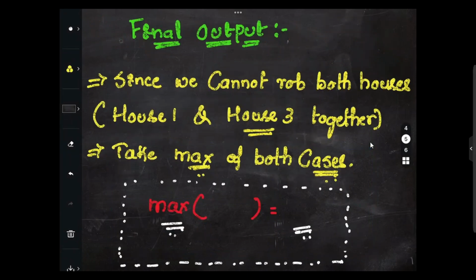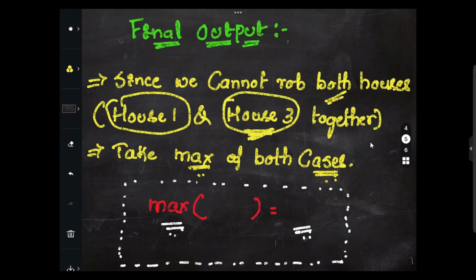So the final output here is, since we cannot rob house 1 and house 3 together, either we have to exclude house 1 or we have to exclude house 3 here. So we can just take the maximum of both cases. Both we will calculate, and out of the two cases we have to take the maximum here, right? That is the maximum amount that we can rob, according to the question they have asked here.